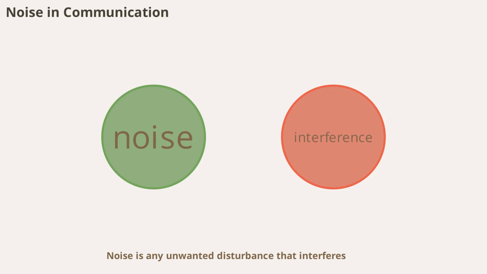Noise is any unwanted disturbance that interferes with the transmission and reception of signals. It can come from various sources, such as electrical equipment, atmospheric conditions, or even other communication systems. Noise can distort or weaken the signal, making it harder for the receiver to accurately interpret the message. Reducing noise is a major challenge in designing effective communication systems.